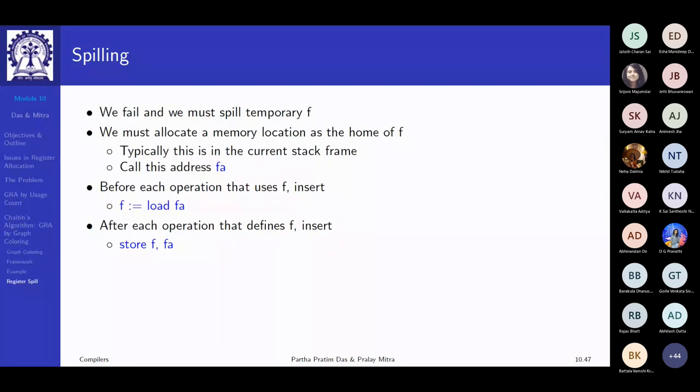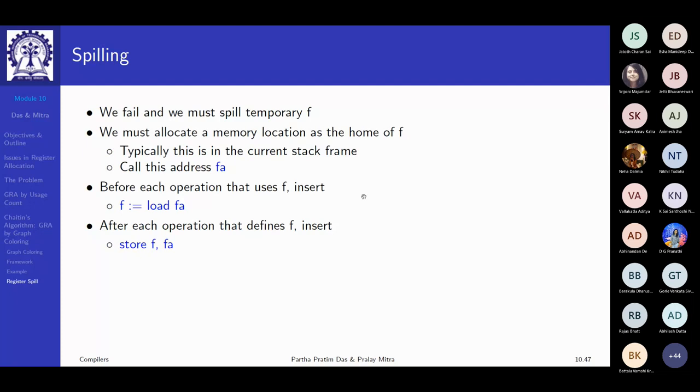So for the spilling, what will we do? When we fail, we will spill one of the nodes. Here we are spilling F. We must allocate a memory location, which is the home of F, and typically this is done in the current stack frame. So we call this address FA. Since F now has to be in memory, we will have to allocate a memory location for it. So I'm calling it FA, or F address.